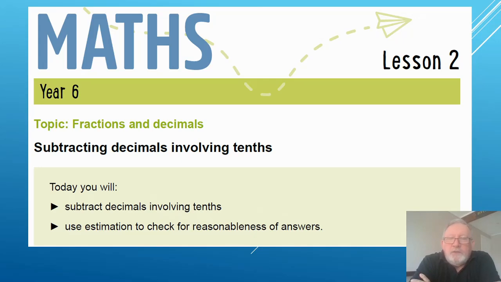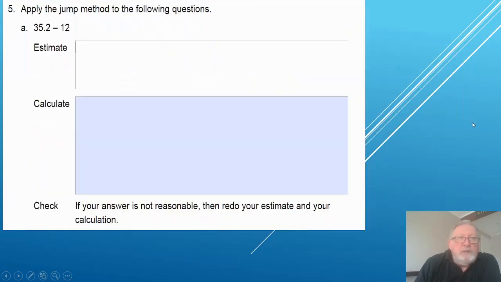Okay, maths lesson 2, fractions and decimals again, and this time we're going to subtract decimals involving fractions. And of course, we're going to be estimating to see how that goes with the reasonableness of answers. All right, so we're applying the jump strategy, and in the jump strategy, we're going to break up, or partition, the 12 into tens, or into two parts. Tens, one lot of 10 and 2.